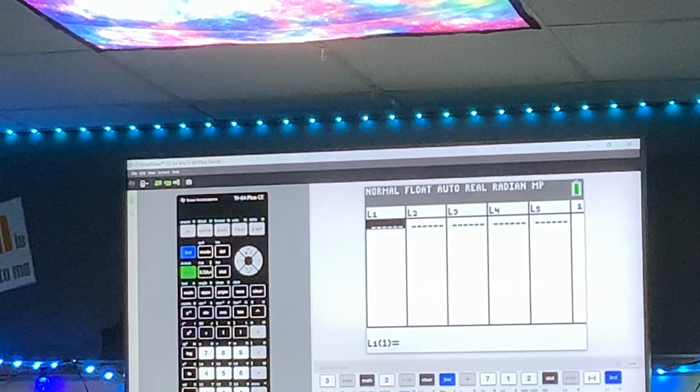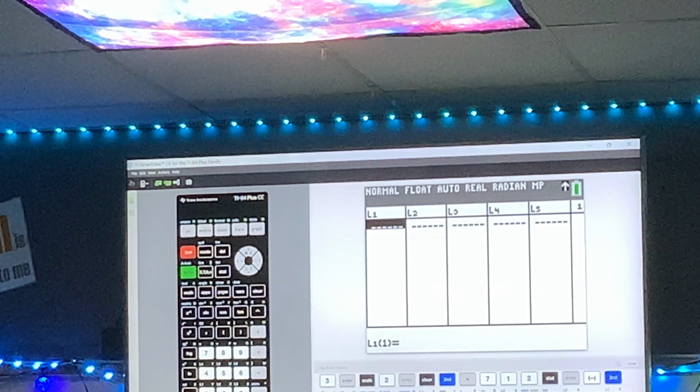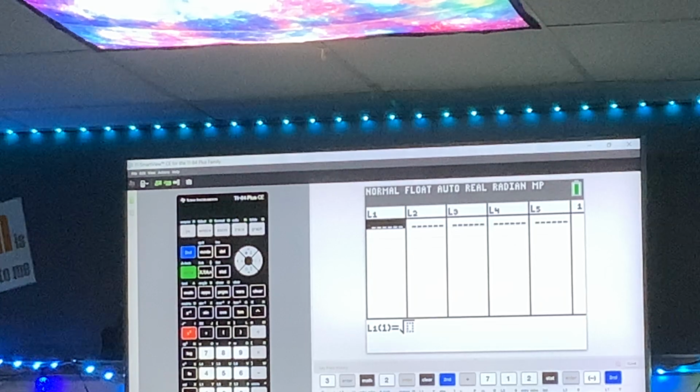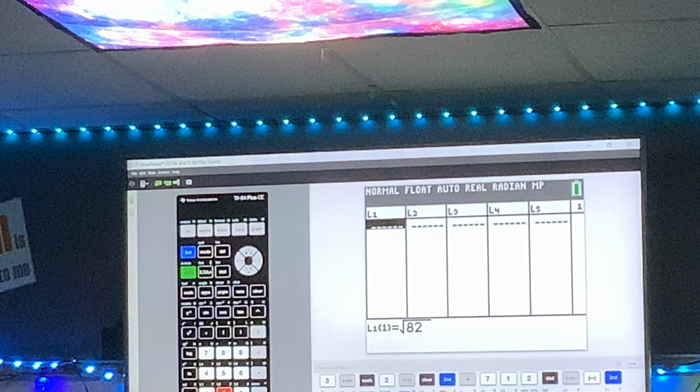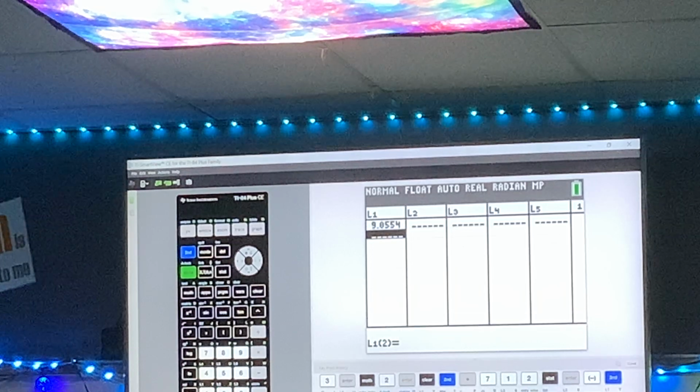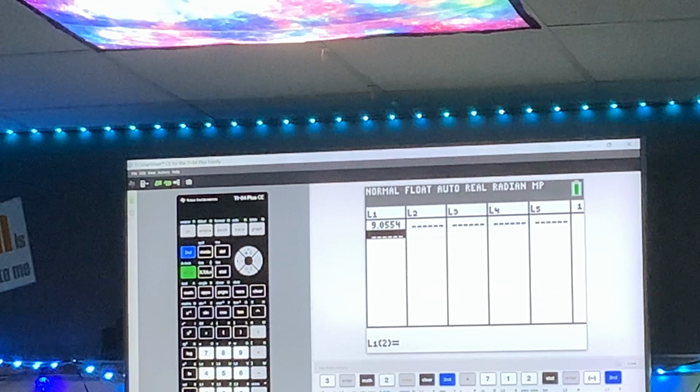Here we go. We're going to put the square root of 82. So hit blue, square root, 82, and hit enter. What do you do when it changes? Write it down. This is you showing your work. No worky, no gravy. That's why I always show you what I expect, so there's no questions about it.